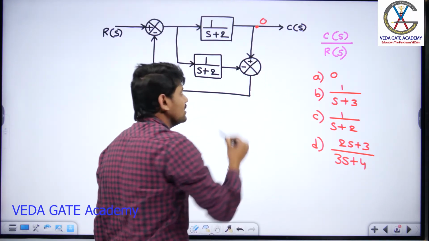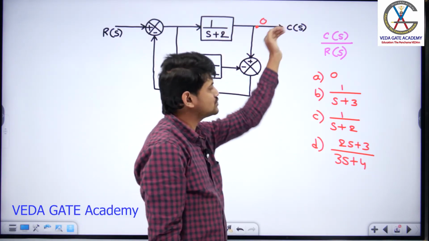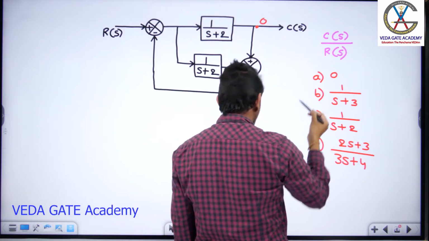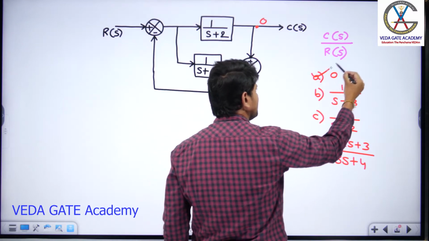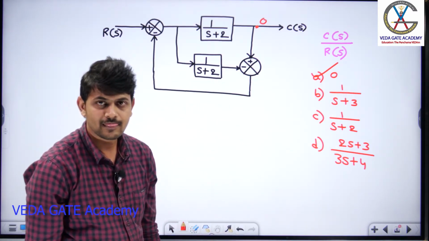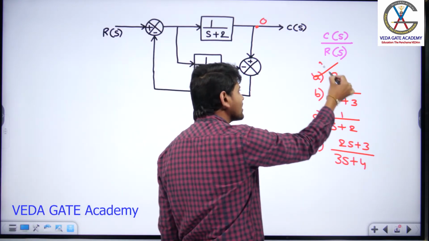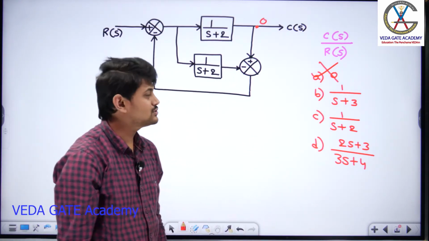So after getting 0, the students make a mistake: they think the 0 may be coming here, and since 0 is the signal going to C of S, C of S is equal to 0. So they will keep 0 as the answer. Now, can I say 0 is a correct answer? 0 is not a correct answer, it is wrong. Why is 0 a wrong answer?